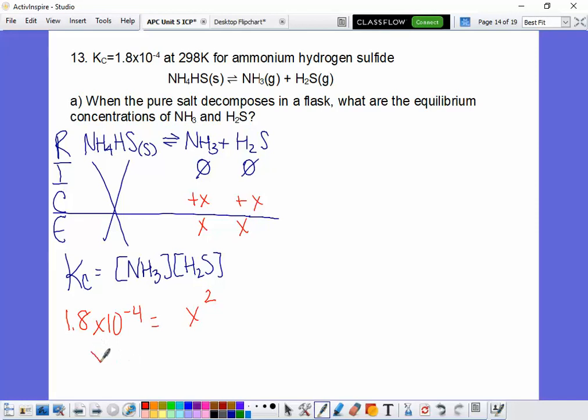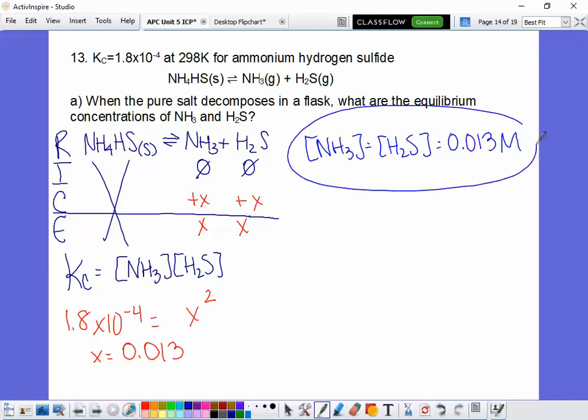So in order to find x, you just square root both sides. And what do you get as your x? 0.013? And then we can use that x to find my NH3 and H2S concentrations at equilibrium. They're going to be the exact same. Okay.